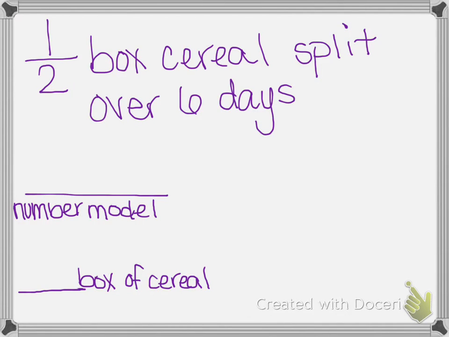Number 1 says Quincy has 1/2 a box of cereal to eat over 6 days. If he splits the half box into equal portions, how much will he eat each day? So we have 1/2 box of cereal divided over 6 days equals, we'll say C for cereal.